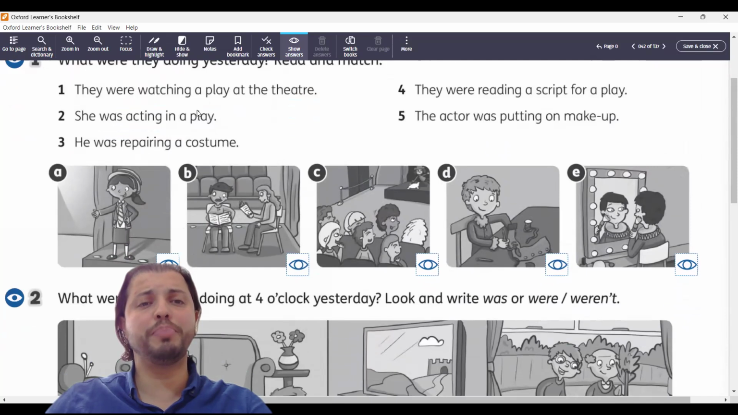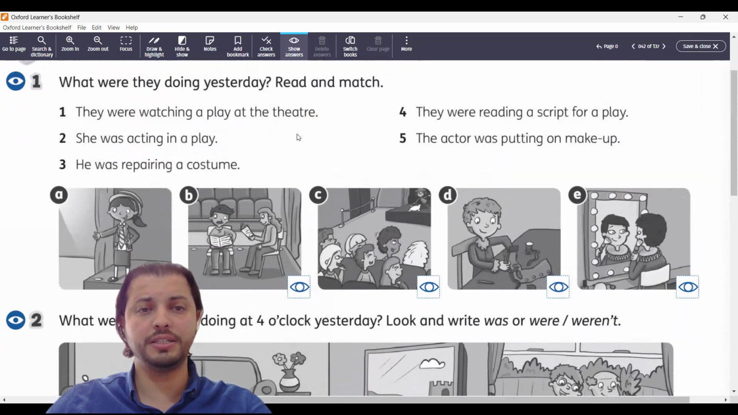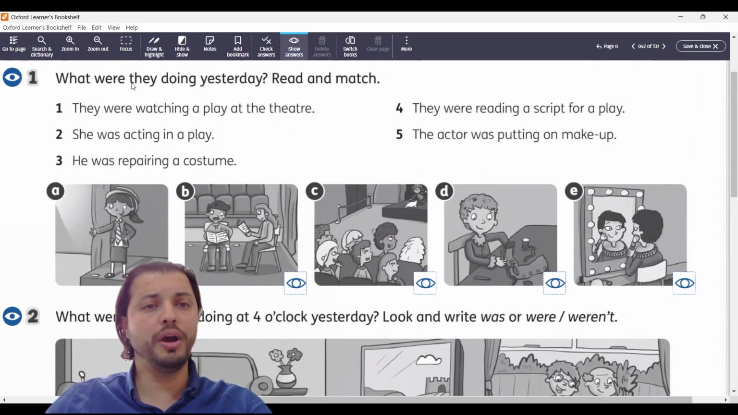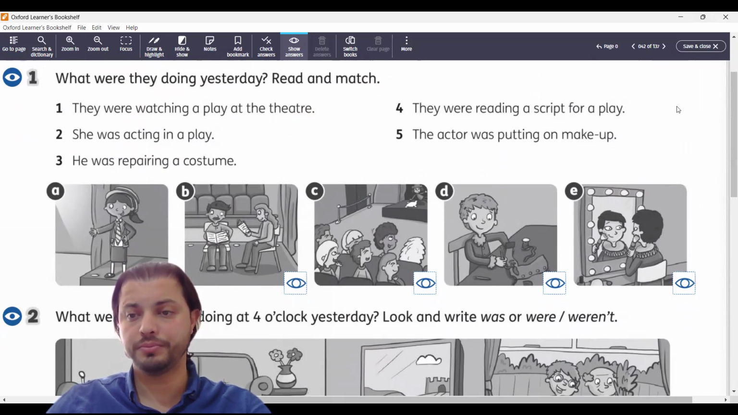They were watching a play at the theater. Yes. So what were they doing yesterday? Read the match. Okay, so today, guys, we are talking about what? You remember? We are talking about, wait up, please.